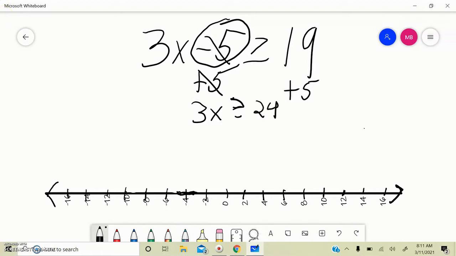Now, I have my one step left. I'm multiplying by 3 right now. I'm going to divide by 3. Do that on both sides. I get x is greater than or equal to 8.